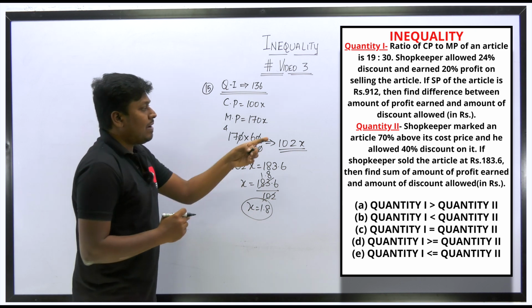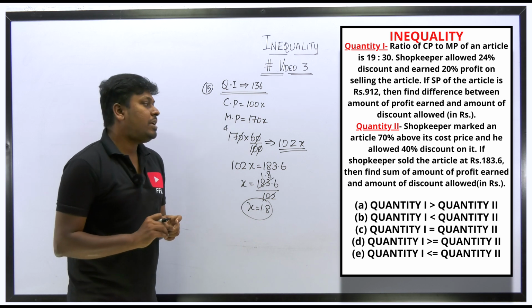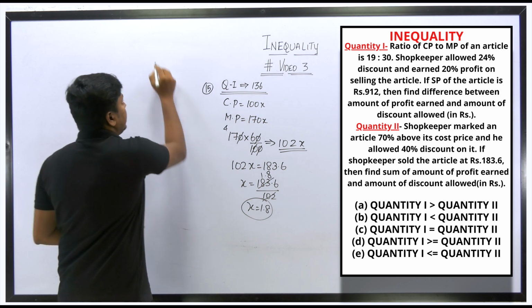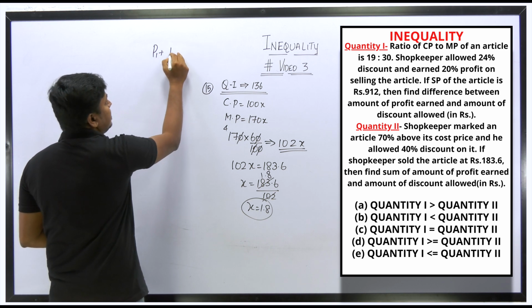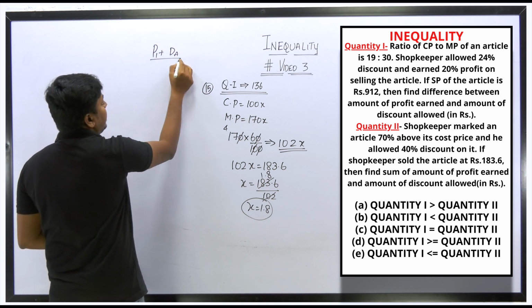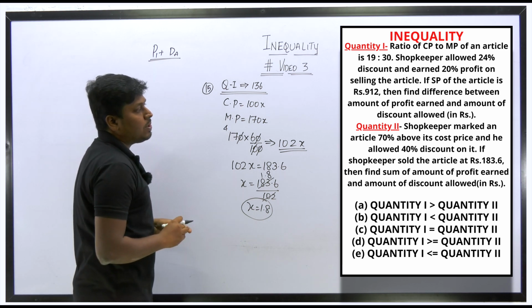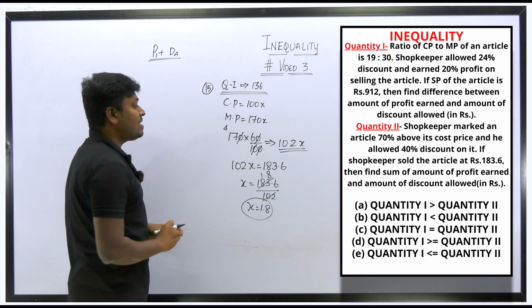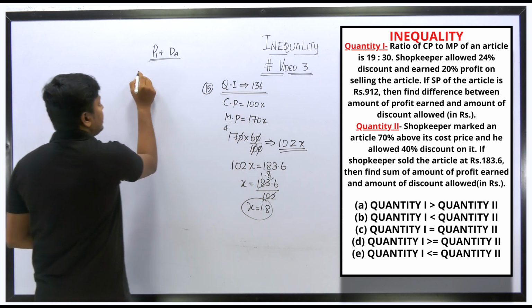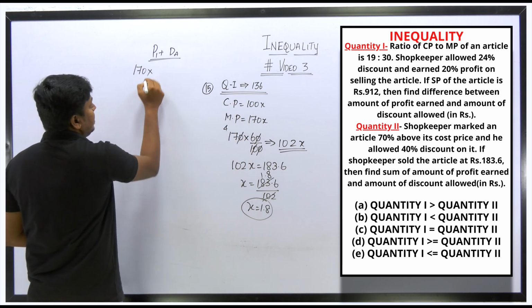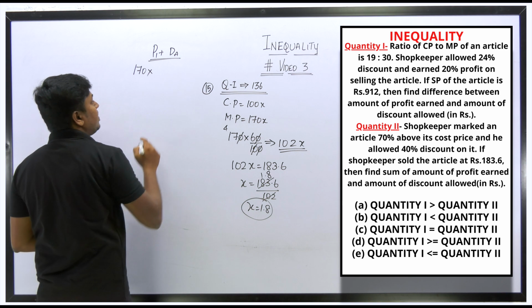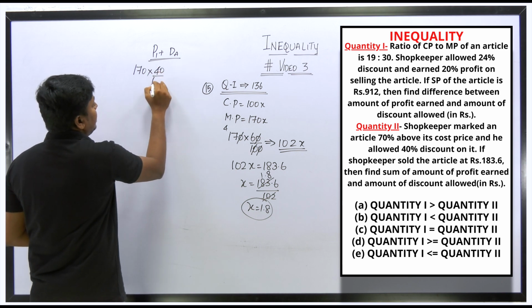After finding the value of x, what is our final target? We need to find the profit earned plus the discount allowed. Right, we need to find the total sum. So first, the discount allowed. We know he has allowed a 40% discount, from the marked price. So we can say that 170 into the discount, which is 40, divided by 100.